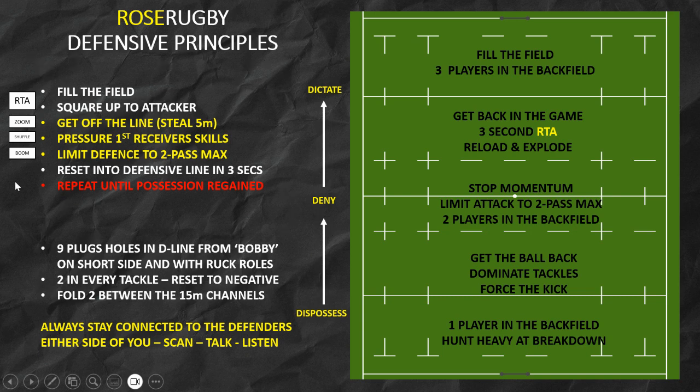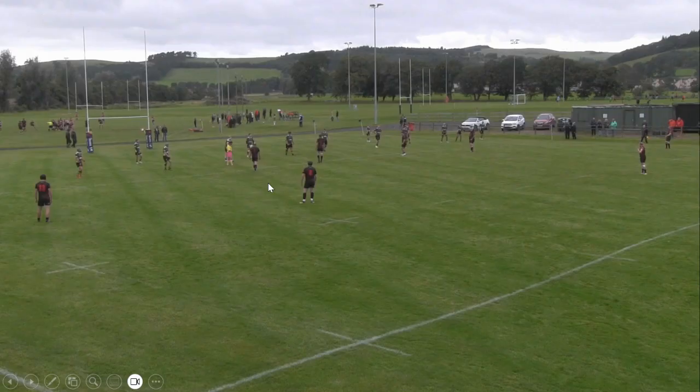So we want a relentless press. We want to limit them to 2 passes. And in the wide channels, so in the 15-meter channels, we want to go heavy. We call that the danger zone. So if teams want to move the ball into there, we're going to counter-ruck them quite heavily. First one, bigger away.